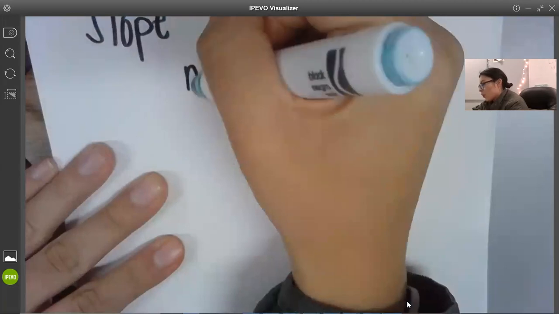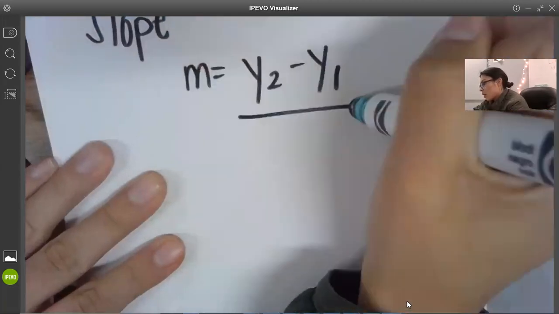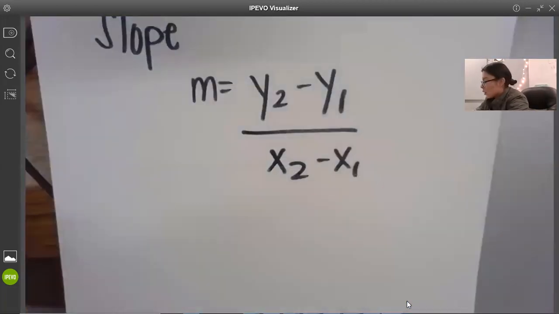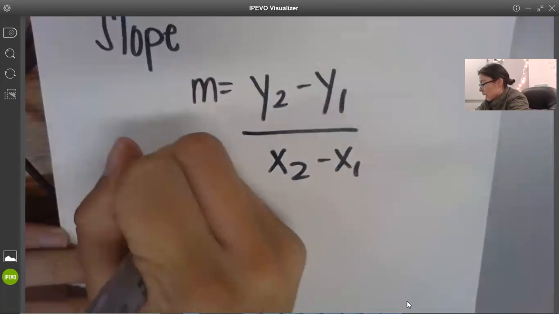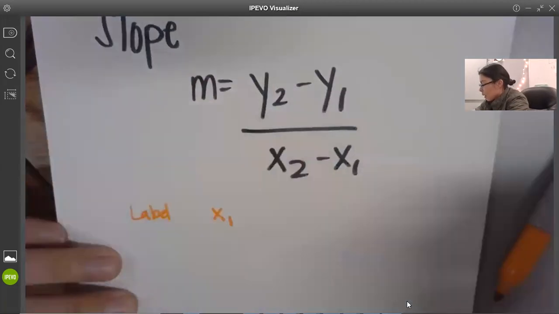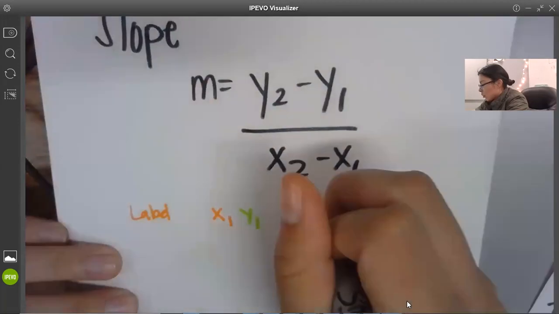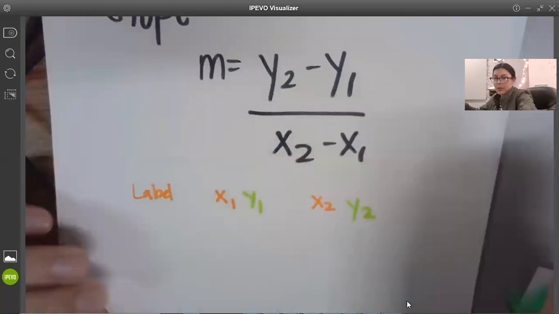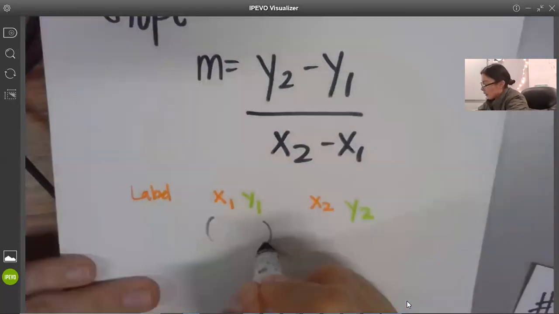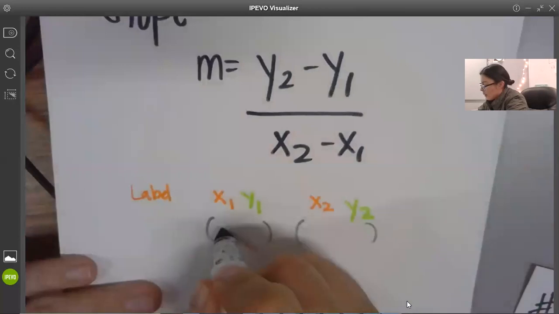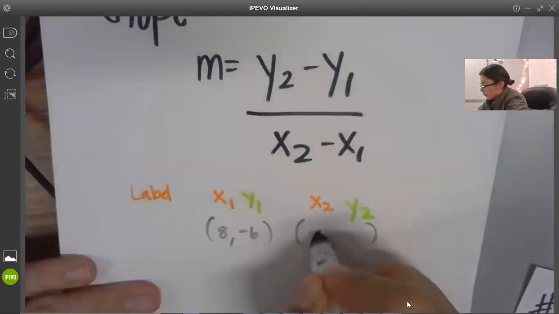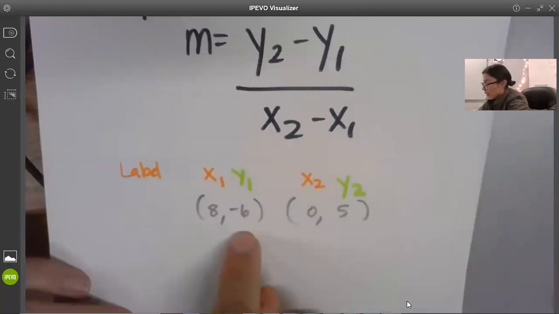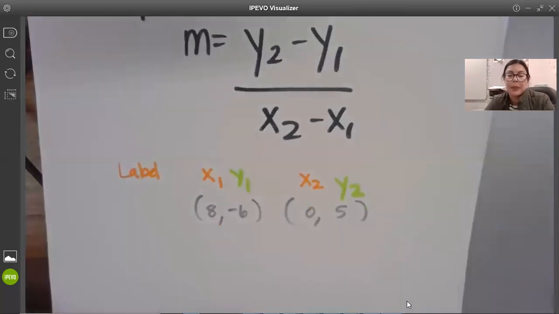So this is your slope formula, y2 minus y1 over x2 minus x1. Now, the first thing that you do is you label the points this way: x1, y1, x2, y2. So, for example, if it's something like this, then you're going to label x1, y1, x2, y2. You're going to put it in the formula, in the calculator, using your formula.